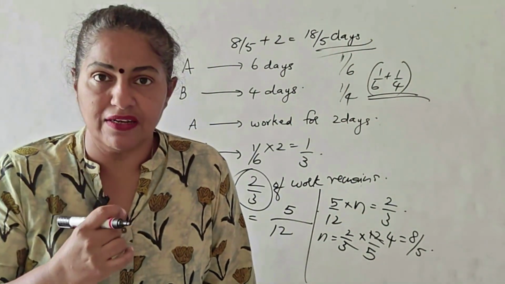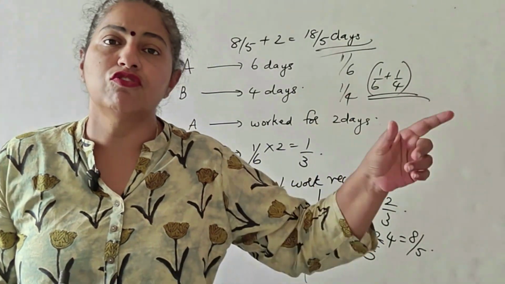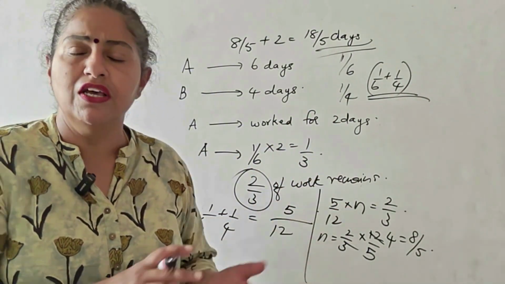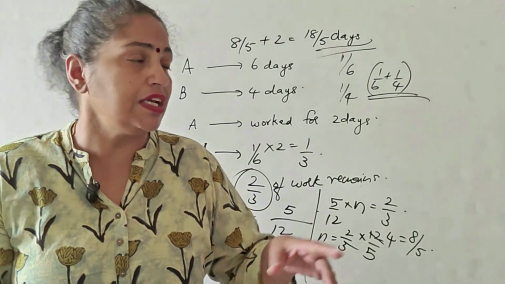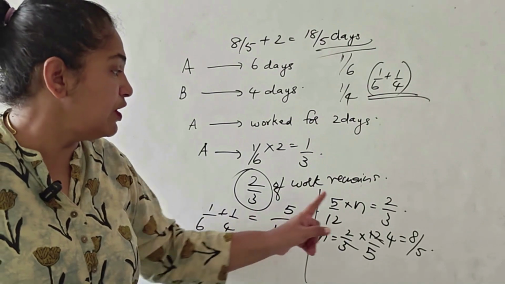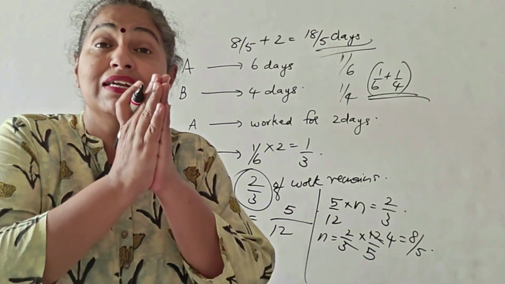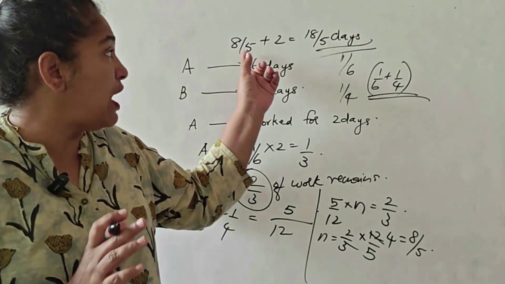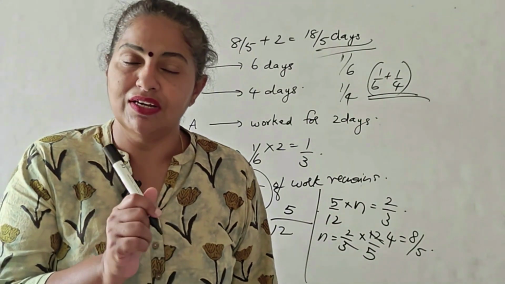Okay, I hope you are clear with this. A started working alone and worked for 2 days. So how much of the work is completed? It is 1 by 6 into the number of days, which is 1/3 of the work completed. So how much of the remaining work has to be completed by A and B together? 2/3 of the work. When A and B started working, this is the productivity in a single day. They are working for n number of days. So the value of n is 8 by 5. That is the number of days taken by A and B together. We need to find the total number of days. We need to add the initial 2 to 8 by 5 in order to get 18 by 5 days.